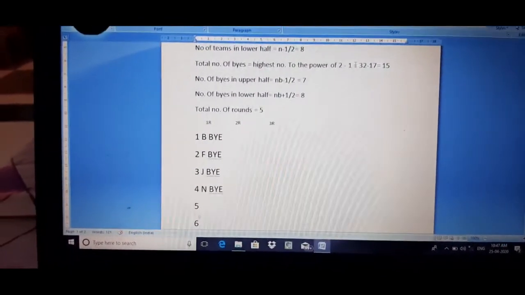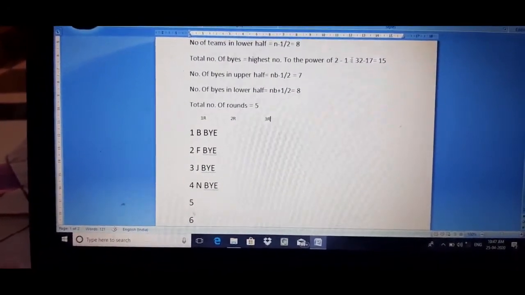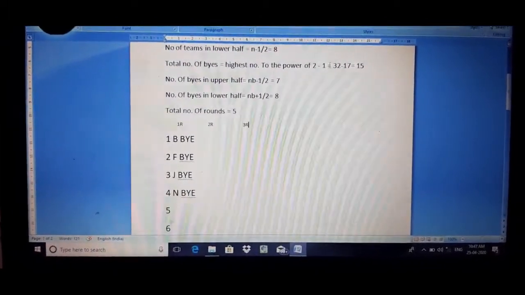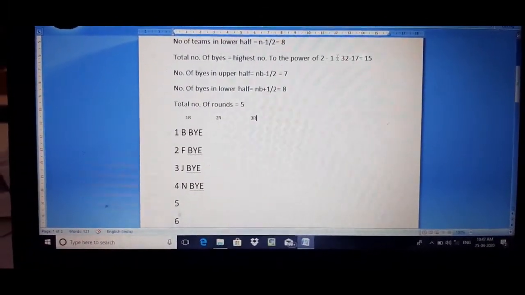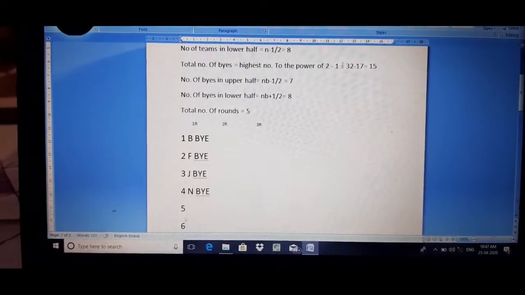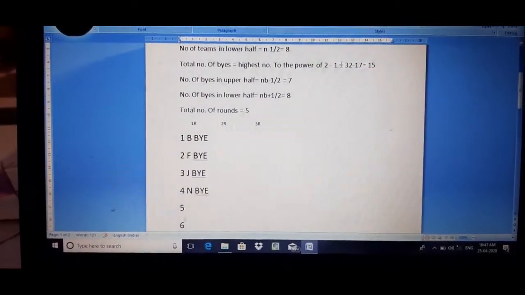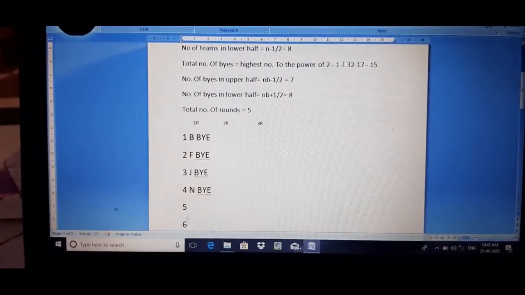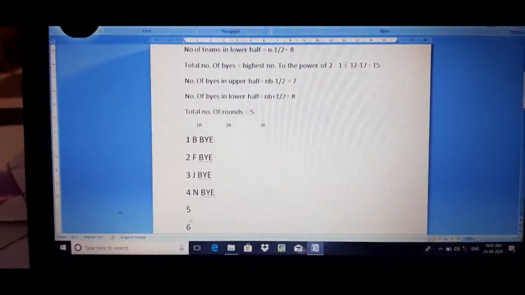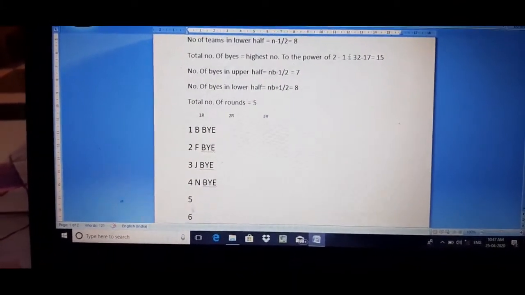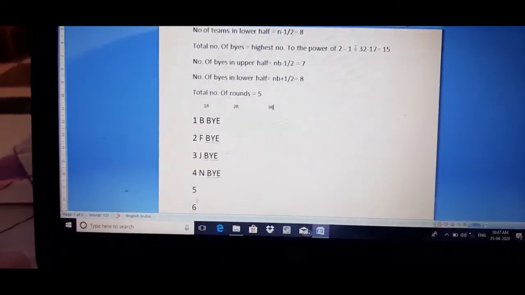Okay, you just have to focus on one bye, and CBSE is not that easy that it will give you such questions. So you have to practice with the maximum number. So take these numbers: 17, 19, okay, 21, 23, 25, 27. Okay, and keep in mind that the highest power of 2 will be 32 for all numbers till 31.